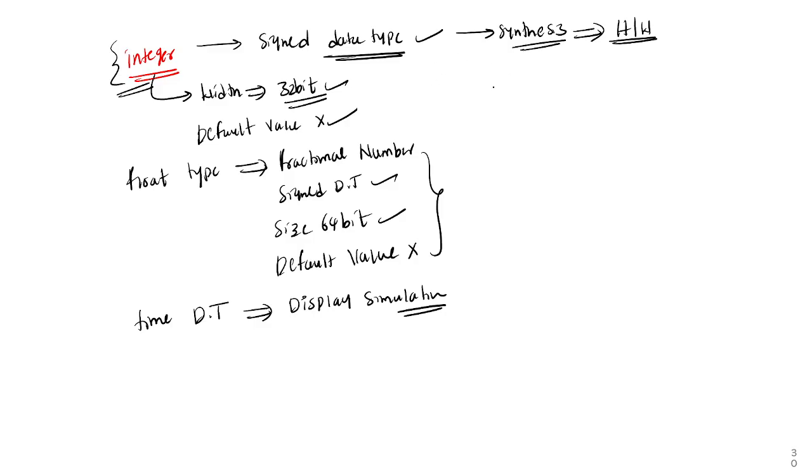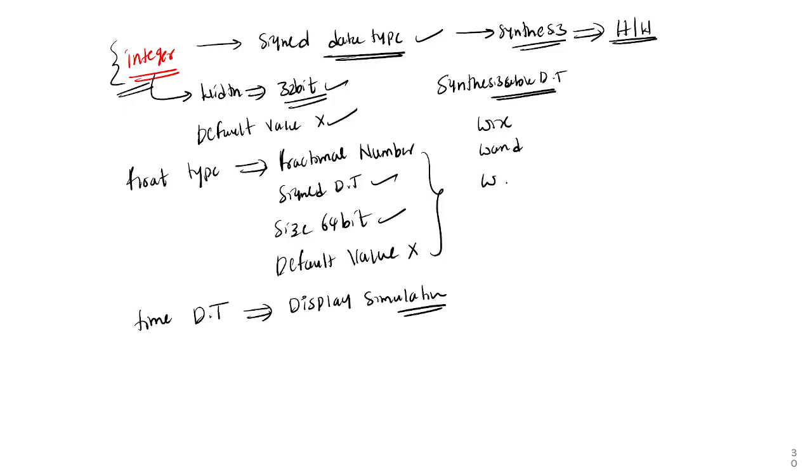Okay, so what are synthesizable data types? Synthesizable data types are the wire data type and the wand data type. These we can convert into hardware.